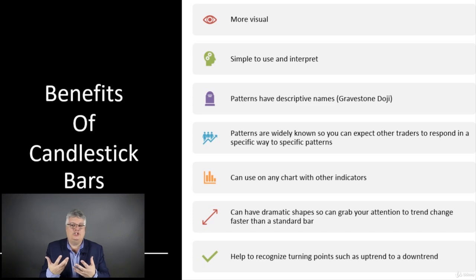And they can have dramatic shapes or patterns to them that really grab your attention, and it might help you to react faster than a standard price bar where you're seeing these lines and trying to match up the tick marks. Candlesticks can tell you stuff visually very, very quickly, and they can have these dramatic shapes to them, like real high and lows, or very narrow bodies, different things that we're going to see. And so it can help you to recognize certain turning points, such as an uptrend or a downtrend, by just looking at these candlesticks. So very, very important, these candlestick bars. And let's dive into that here in the upcoming lessons so we can learn more about them and how to apply them.